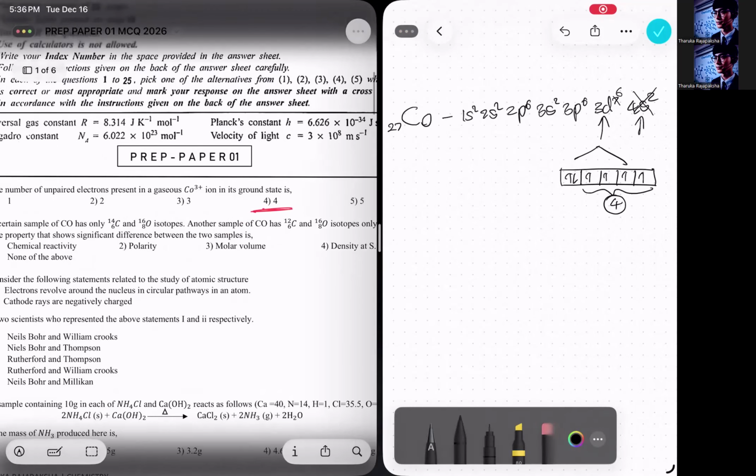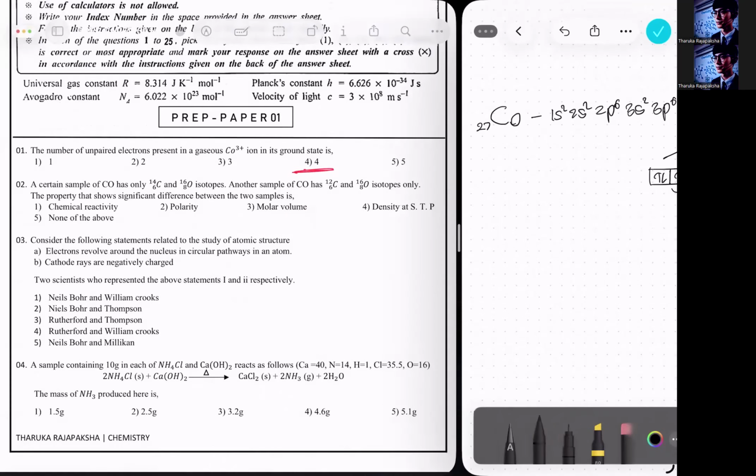a certain sample of carbon monoxide has only carbon-14 and oxygen-16 isotopes. Another carbon monoxide sample has C-12 and O-16 isotopes only. The property that shows significant difference. Now, people, when there are isotopes of different kind, the thing that will change is the mass. That's the main thing that's going to change, the mass. So people, when mass changes, reactivity doesn't change. Reactivity will never change.